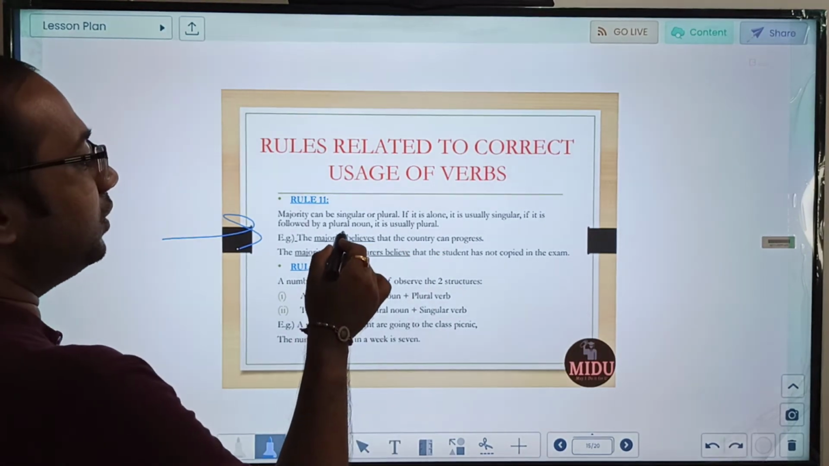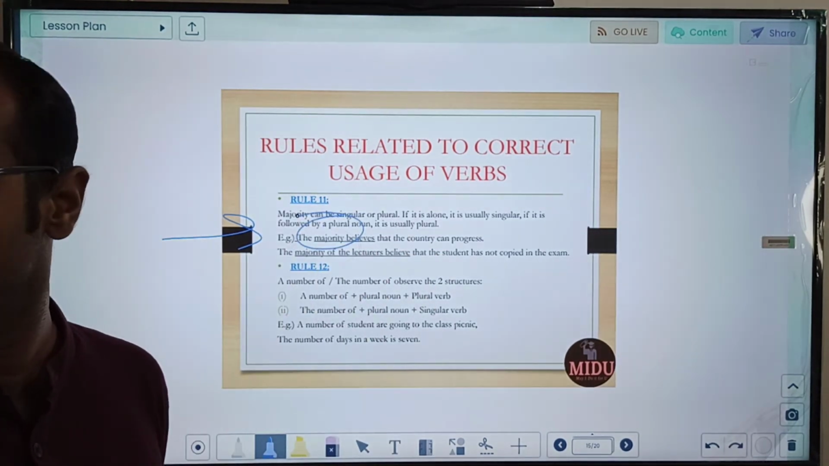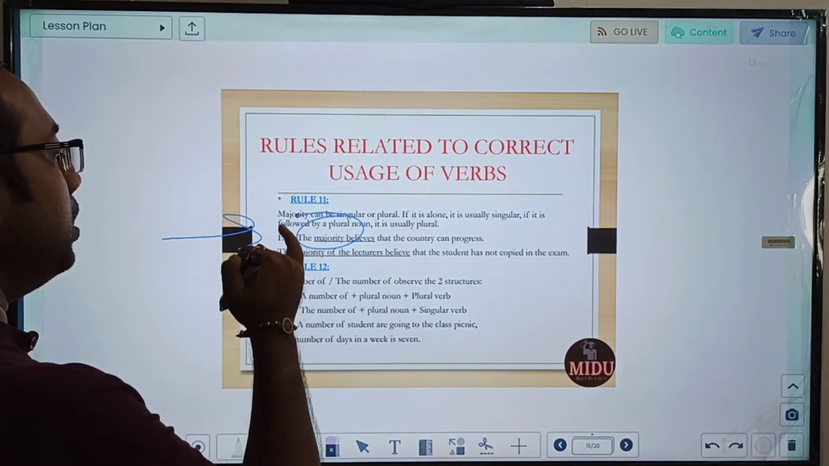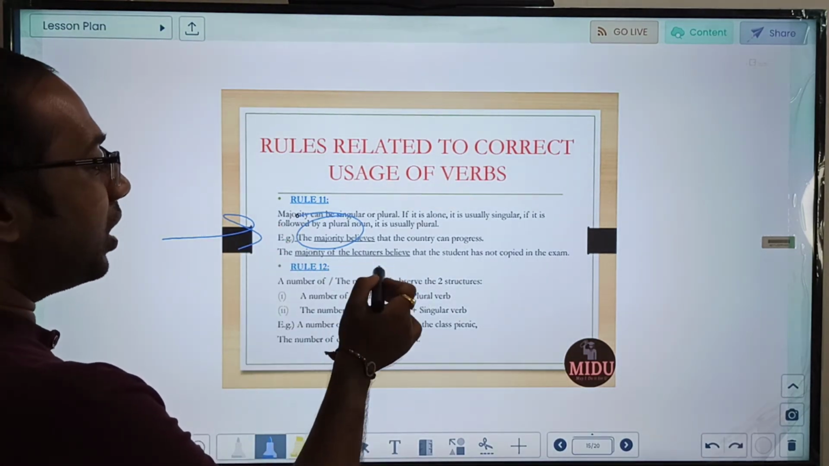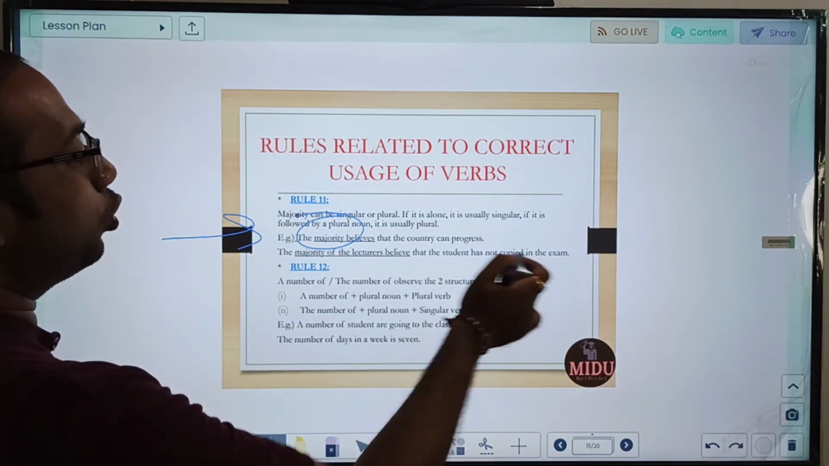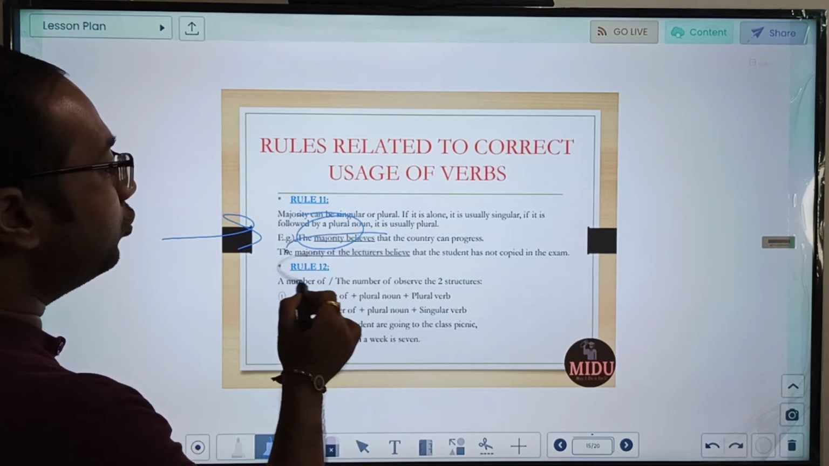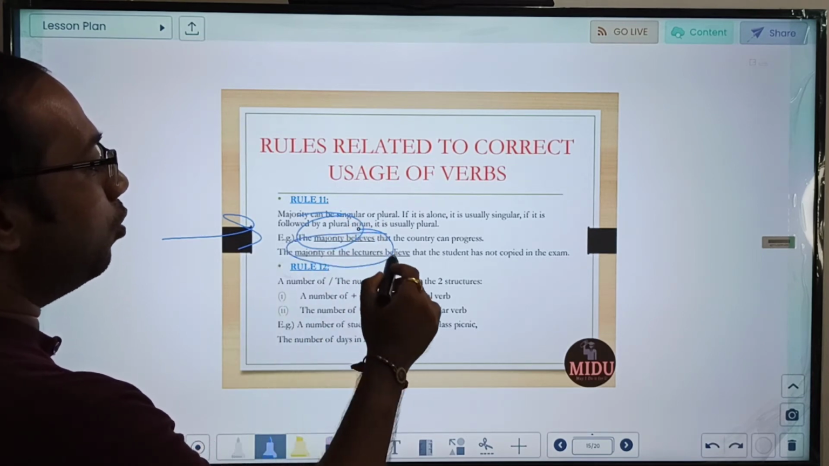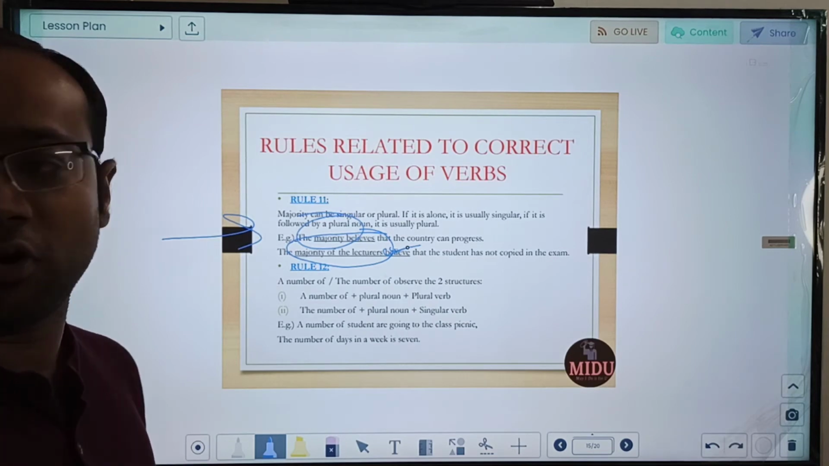So in this case, since majority is used alone, we will be using the singular rule. The majority of the lecturers believe that the student has not copied in the exam. Here, along with majority, we are also using a plural noun. So we will be using a plural form.